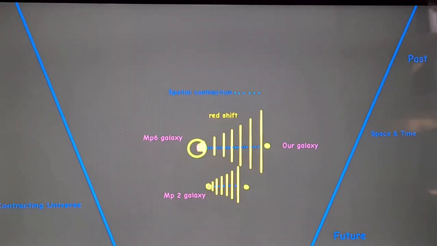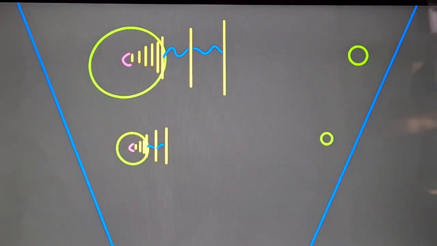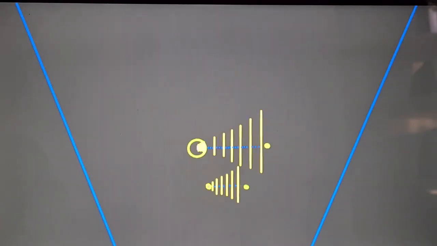In another video, I'll explain why, due to contraction, very strong gravity exists over an extremely short distance from the atomic nucleus.